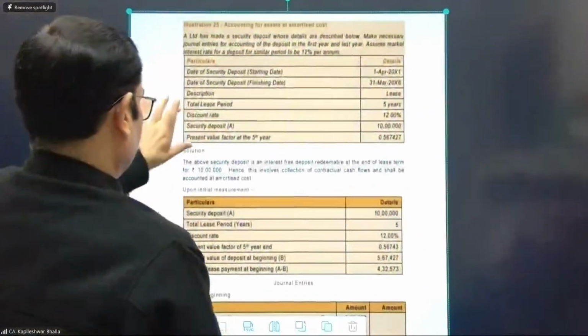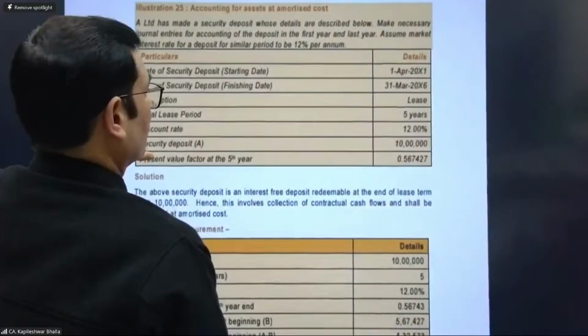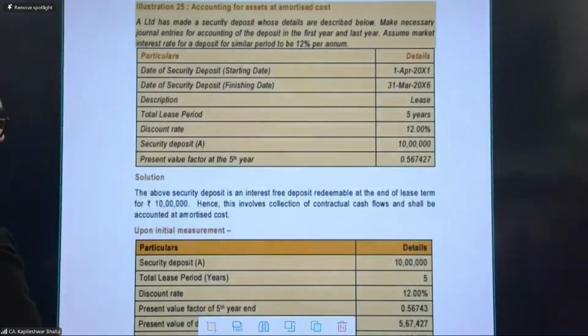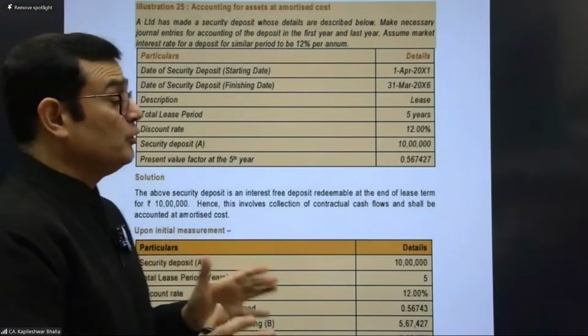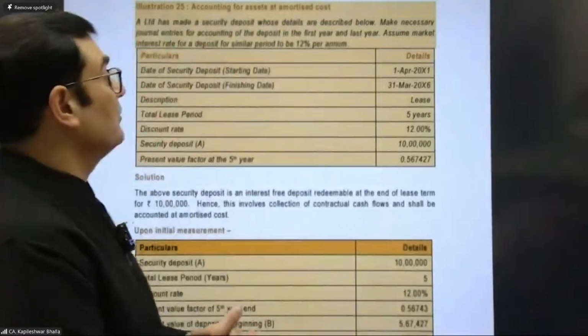I guess now let's take it a little further and come to a more comprehensive question. I'll just hide the answer maybe. So let's now do a full-fledged question where I am going to give you the accounting treatment not only at the inception, but let's also look at the treatment which is going to follow for the subsequent periods as well. So let's have a look.